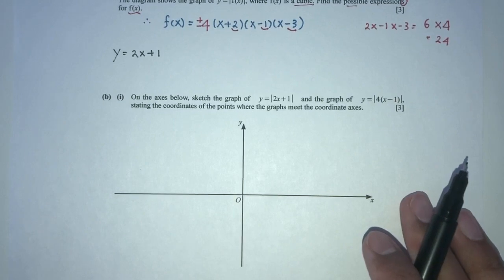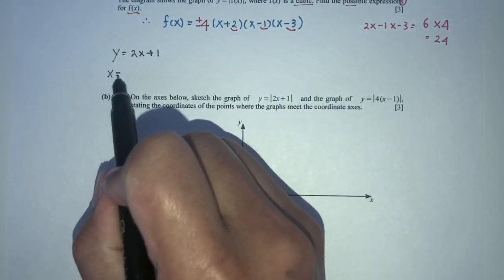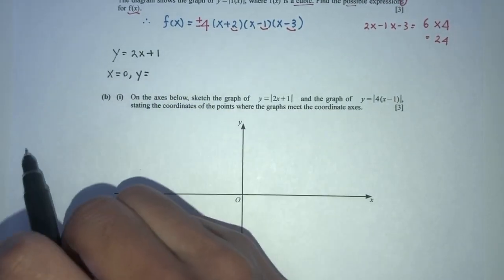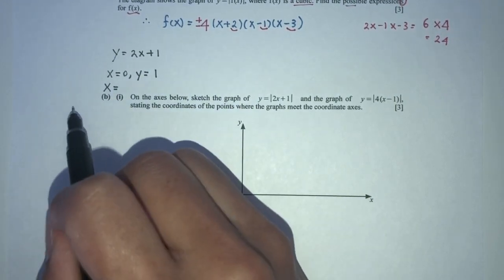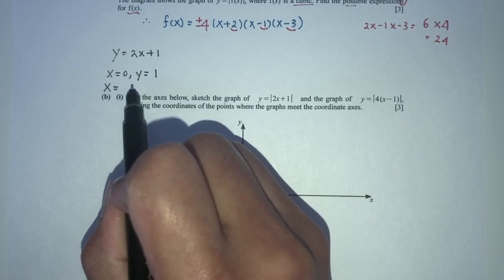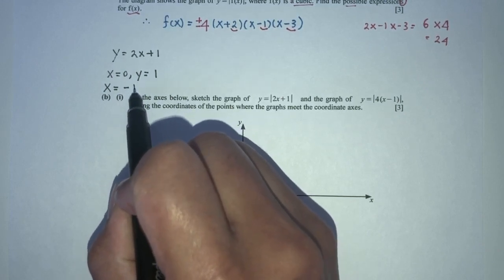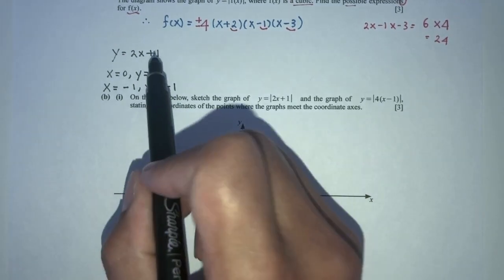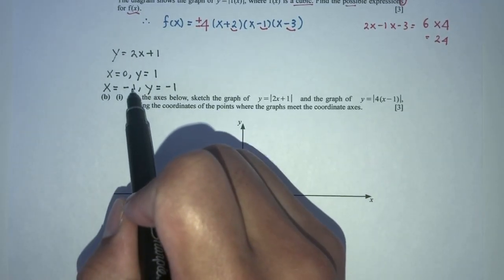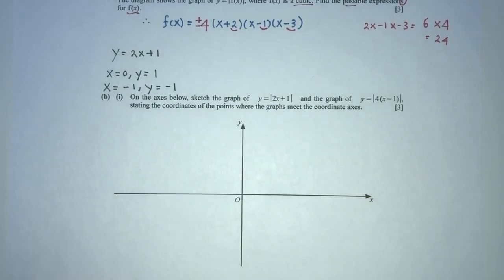Now let's find two passing points. Let's say when x is equal to 0, y will be the value of 1. And when x is equal to, let's say, minus 1, the value of y will be minus 1, right? So 2 times minus 1 is minus 2, plus 1 will be this. So these are the two passing points for this line.